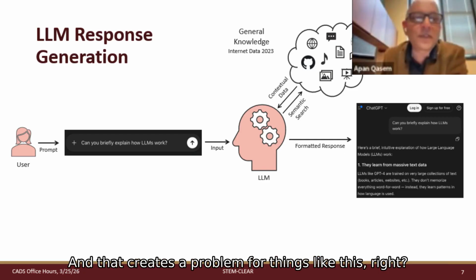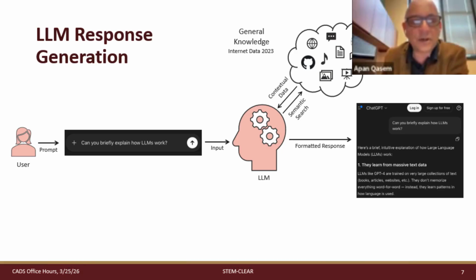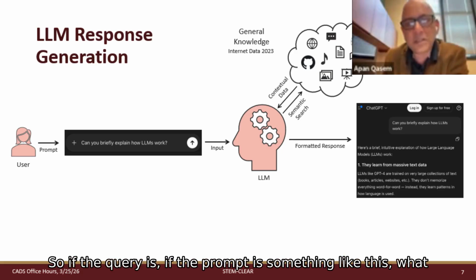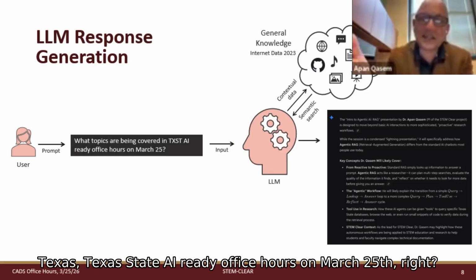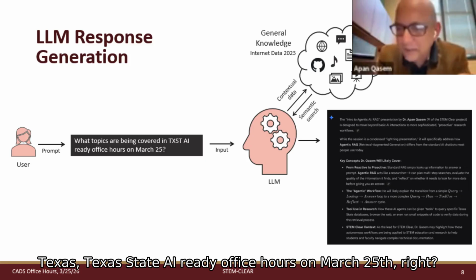And that creates a problem for things like this, right? So if the prompt is something like this: what topics are being covered in Texas State AI Ready Office Hours on March 25th, right?